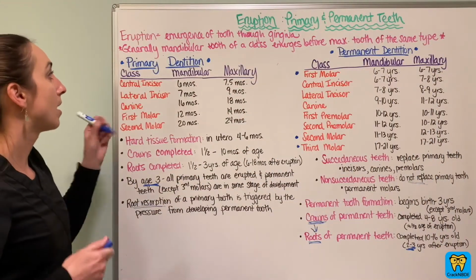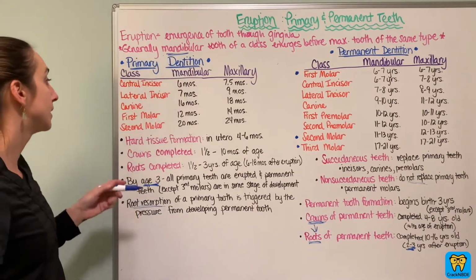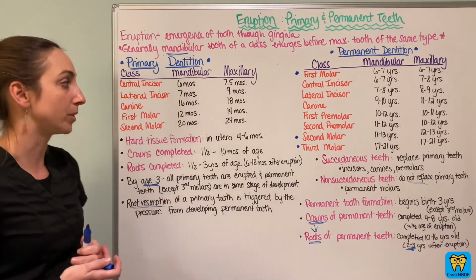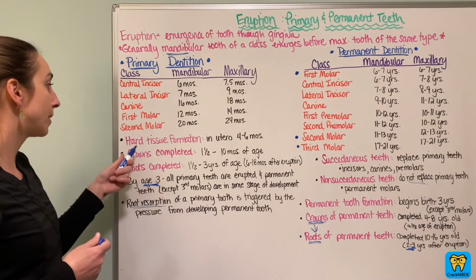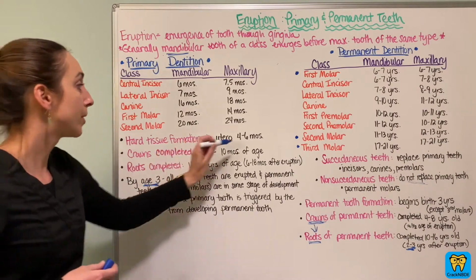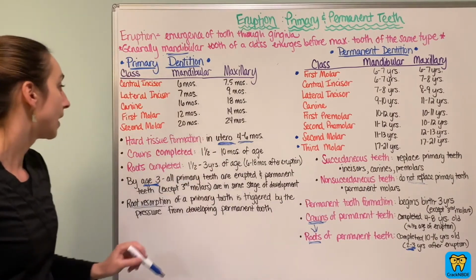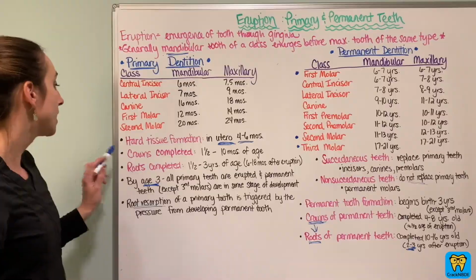Always our mandibular teeth are going to emerge first, okay? So that means your mandibular molars will be erupting before your maxillary molars. Also, your hard tissue formation for primary teeth, 4 to 6 months in utero, okay? Now, this will, again, be something you'll see in embryology.